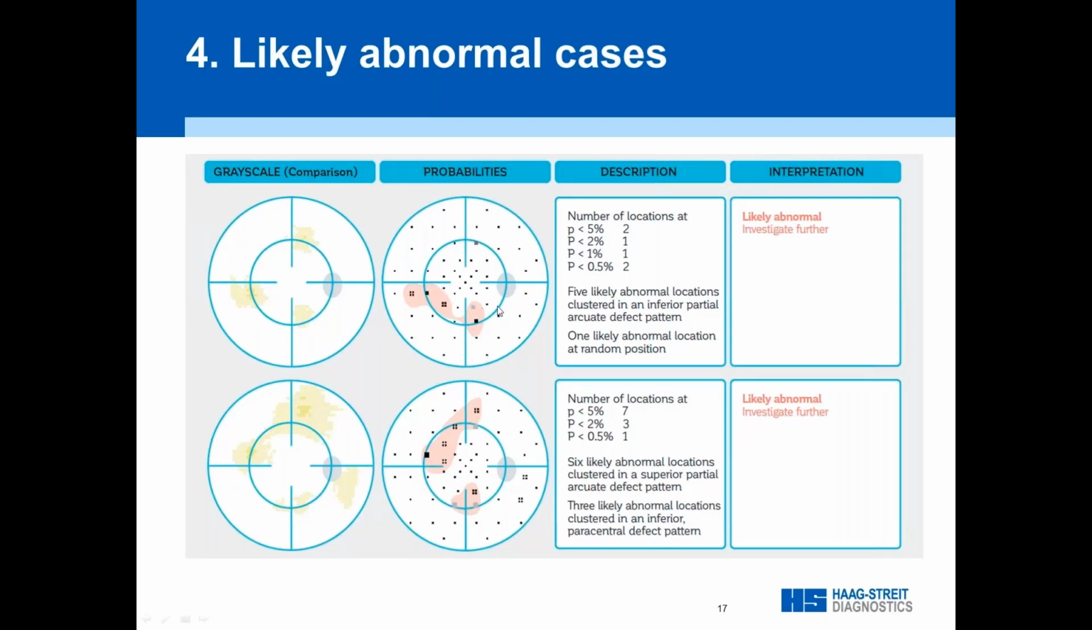This patient here has a partial arcuate inferior defect. This patient here has a partial superior arcuate and an inferior paracentral. Clearly, these cluster together, random mistakes don't happen like this. So this is what we call an abnormal case. And it's really this way of looking at things that should make it really easy. And if you see something borderline, don't look at the grayscale in the first place because it's misleading.